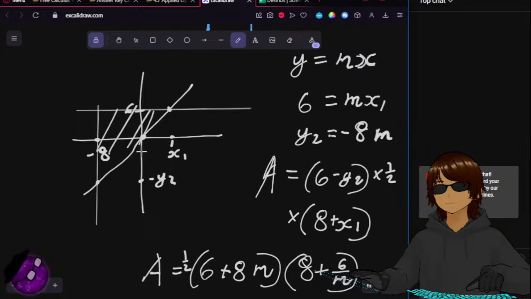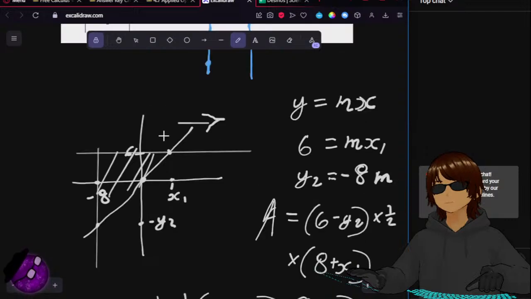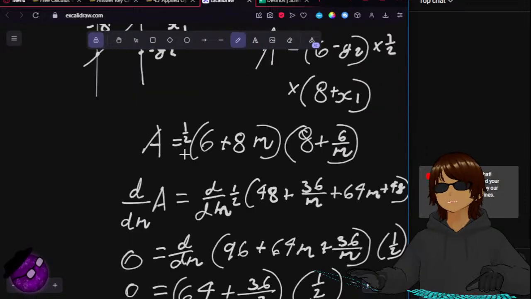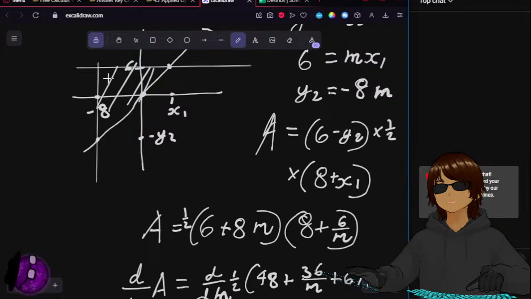Because if this line stays on this point and rotates, and this line goes, if m, the gradient, keeps decreasing, then the area would become infinitely larger and larger and larger. I don't understand why I'm getting an error. 8 plus x1 and then 6 minus y2. So y2 is a negative number.